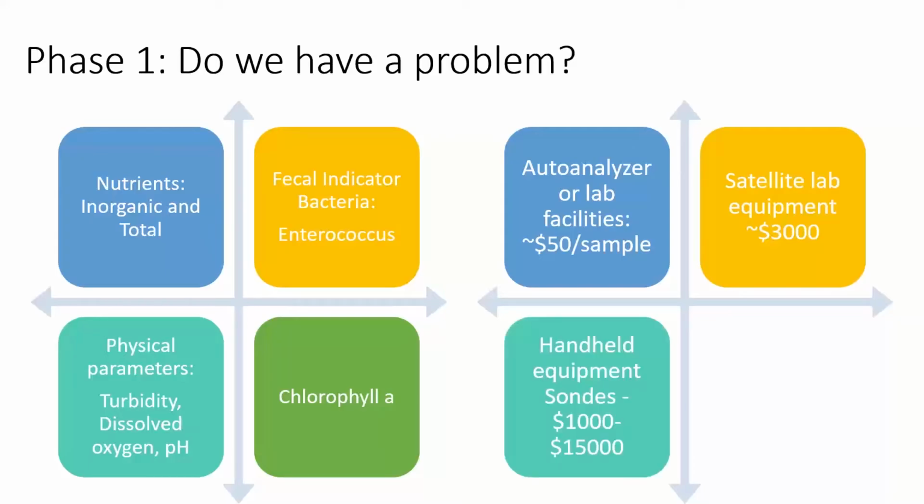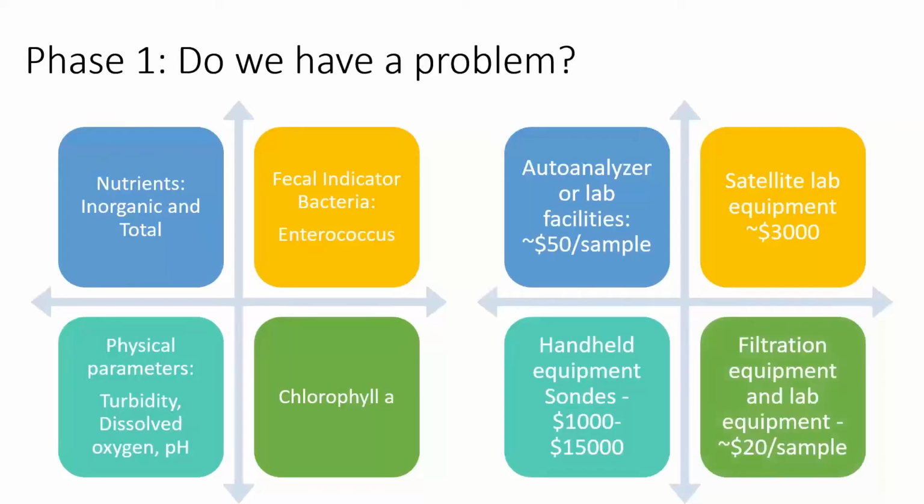For physical parameters, you can use a sonde like a YSI or similar, and the range of those is all over the place depending on what you want out of it, if you want to do continuous monitoring or not, or which probes you want. But dissolved oxygen and pH would fall under that category.